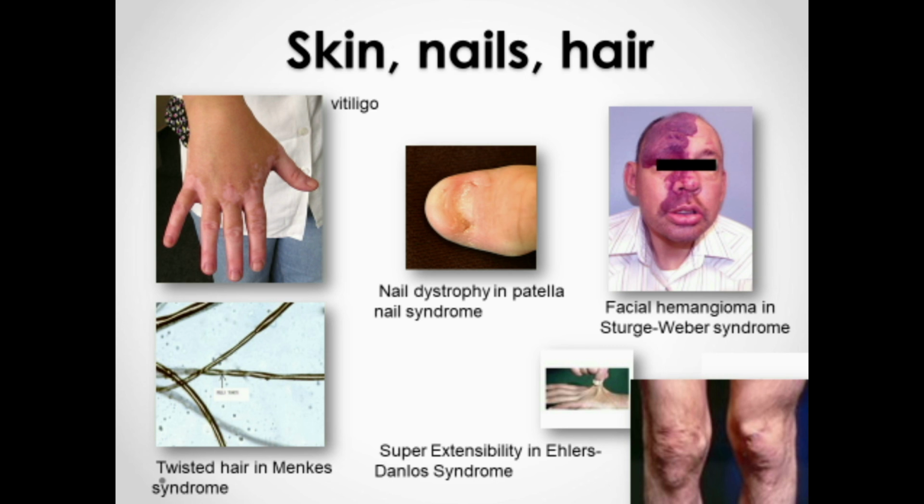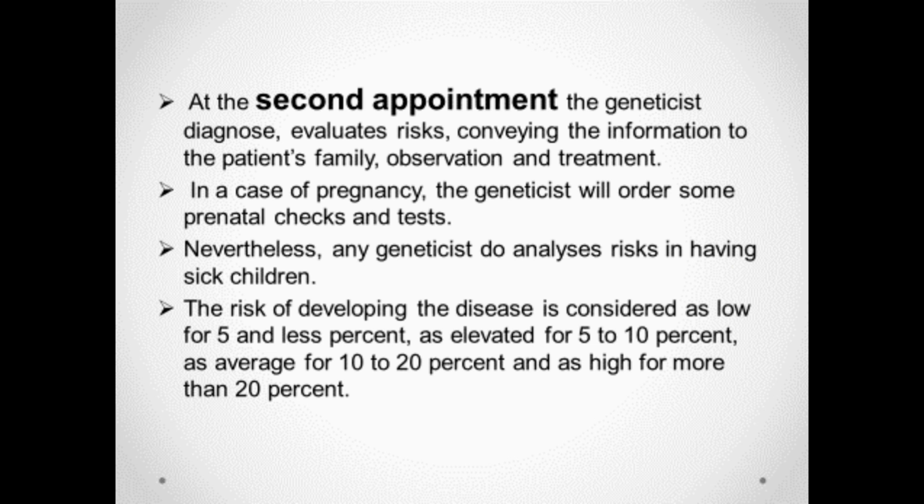The geneticist can order karyotyping, other specialists' consults and matching the phenotype with some database information. For example, only an ophthalmologist can detect a lens subluxation in a patient with Marfan syndrome. At the second appointment, the geneticist diagnoses, evaluates risks, conveys the information to the patient's family, and plans observation and treatment. In a case of pregnancy, the geneticist will order some prenatal checks and tests.